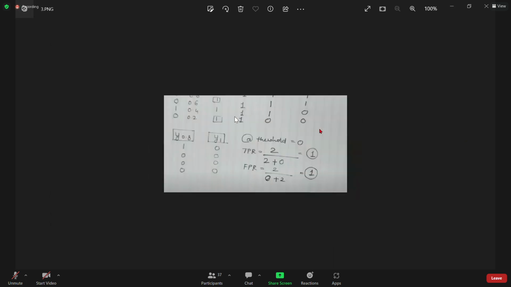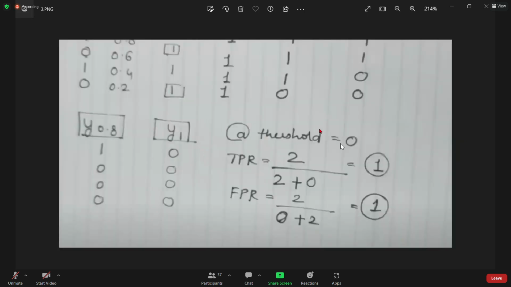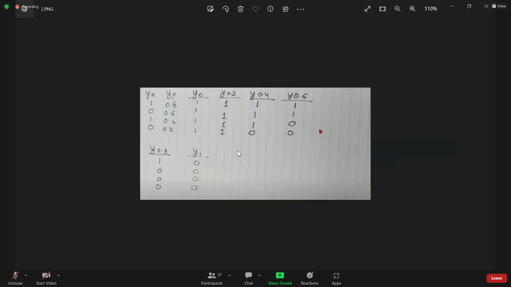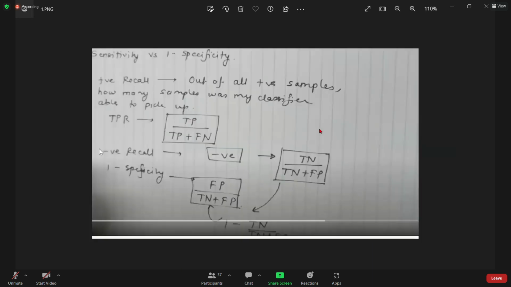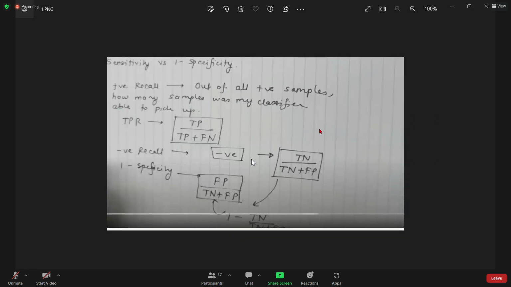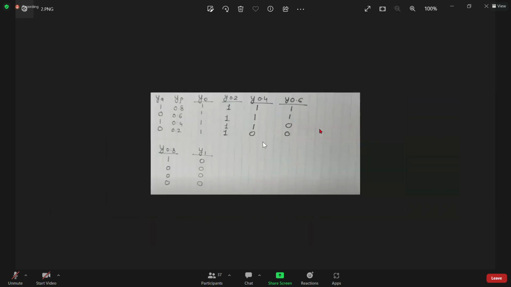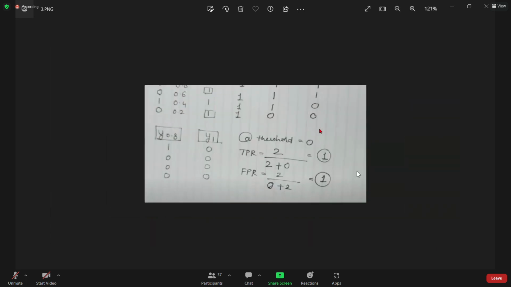Yes, team. So I can say at threshold 0, TPR is 2 by 2 plus 0, which is 1. FPR is 2 by 0 plus 2, which is 1. Are you guys getting my point? FPR equals FP by TN plus FP. What is a false positive? These two are false positives, or not? Actual 0, but at threshold 0 predicted 1 and 1. 1 plus 1 is 2. So that's why we have 2 by 0 plus 2, which is 1.